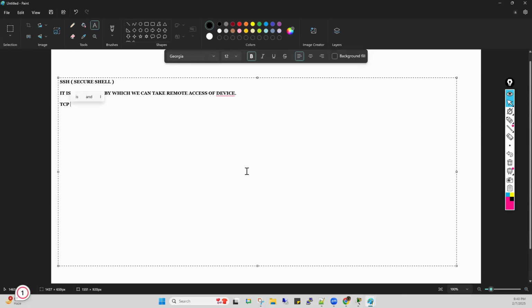Yes, it also uses TCP. It uses TCP. Clear? And it uses, guys, port number, please remember, 22. It uses port number 22. Clear, guys? Everyone, yes or no? And next, guys, SSH encrypts all the communication, even the password as well. Getting my point? Yes or no?